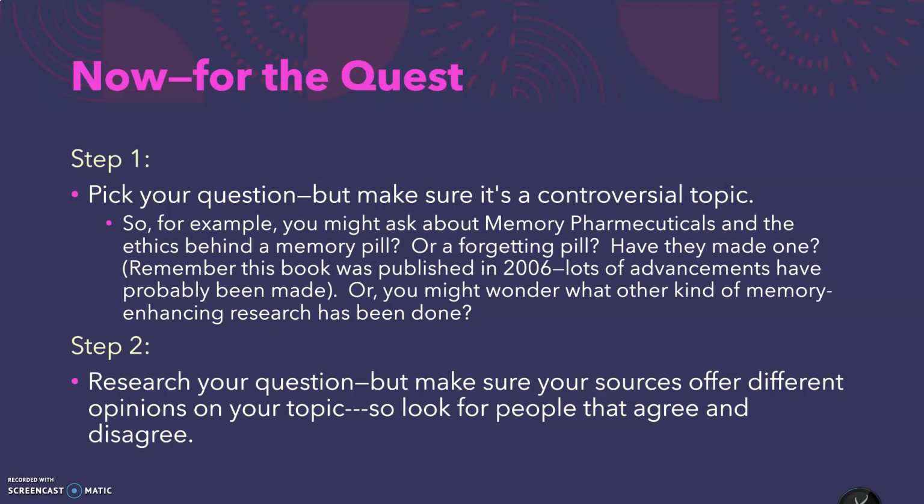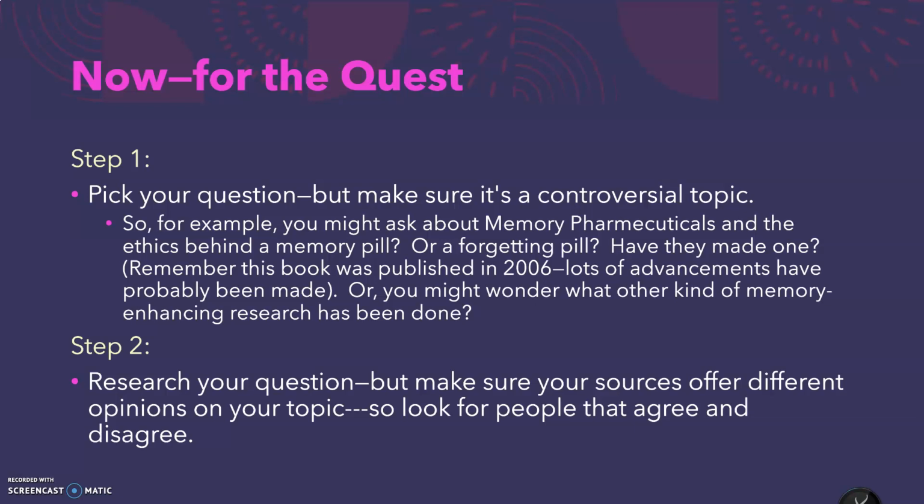And so what kind of drugs did Memory Pharmaceuticals or other companies like them make to help aid in memory or in forgetting, all based on Kandel's research? And how are those pills or those ideas being used?